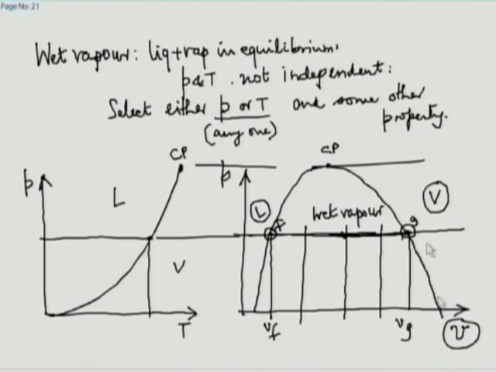On this curve, when you plot it like this, this side from the critical point containing all the saturated liquid states is known as the saturated liquid line. And similarly, these states from the critical point downwards containing states of dry saturated vapor is known as the dry saturated vapor line.